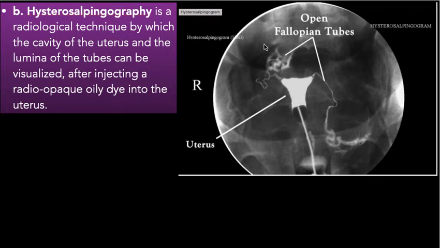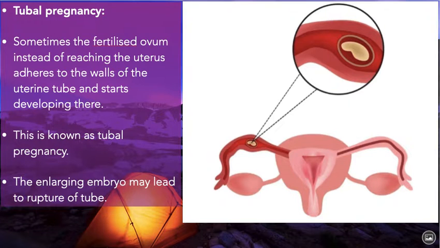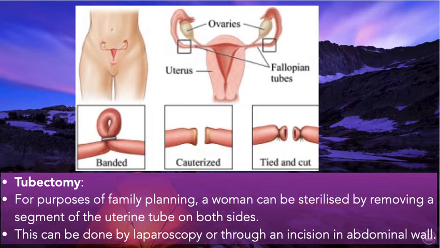But nowadays, a radiological technique, that is hysterosalpingography, is used, in which the cavity of the uterus and the lumina of the tubes can be visualized after injecting a radio-opaque oily dye into the uterus. Okay, so what is a tubal pregnancy? Sometimes the fertilized ovum, instead of reaching the uterus, adheres to the wall of the uterine tube and starts developing over here. So this is called the tubal pregnancy. The enlarging embryo can lead to the rupture of the tube.